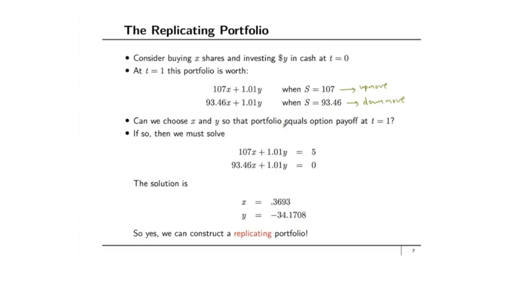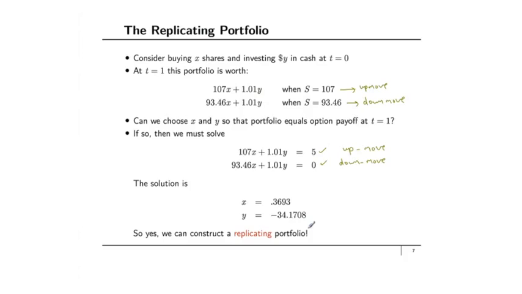So what we're going to try and do is choose X and Y so that this portfolio we've built here in the stock and cash account at time t equals 0 equals the option value at t equals 1. The option value at t equals 1 is 5 in an up move and 0 in a down move. We've already seen what the portfolio is worth in an up move. It's 107x plus 1.01y, which is exactly what we have here. And in a down move, the portfolio is worth 93.46x plus 1.01y. Now, this is just two linear equations in two unknowns. It's easy to solve. If you do, you'll find that x equals 0.3693 and y equals minus 34.1708.